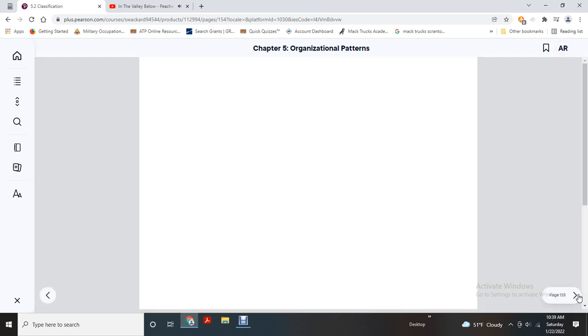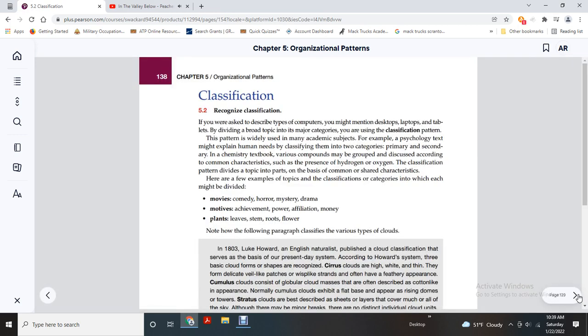For the text of the purpose for the textbook, we're going to continue going on. Classification. Recognize classification. If you were asked to describe the types of computers, you might mention desktop, laptop, and tablets. This provides a broad topic with major categories. The classification pattern is used in many of the academic subjects.